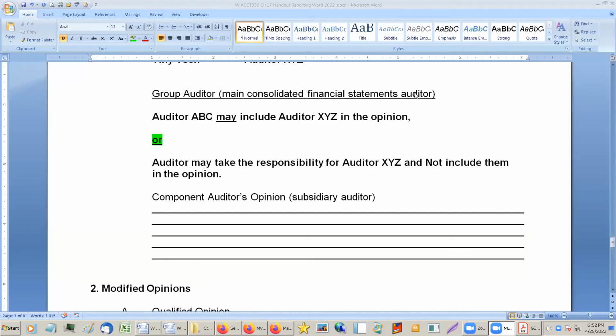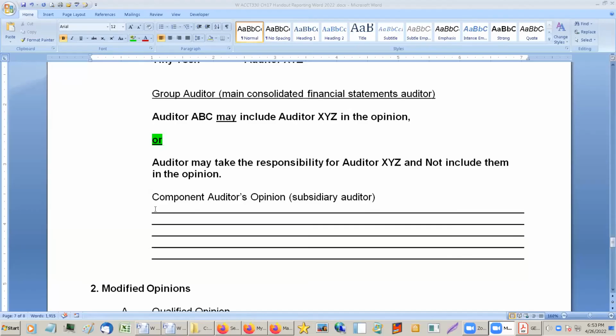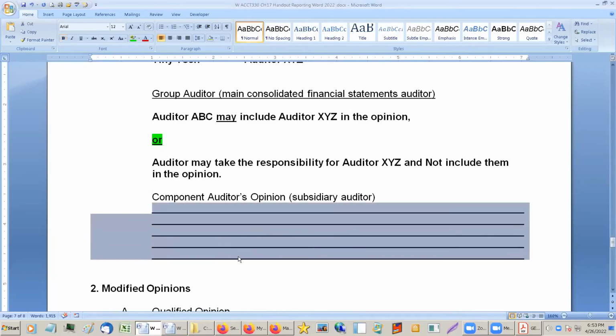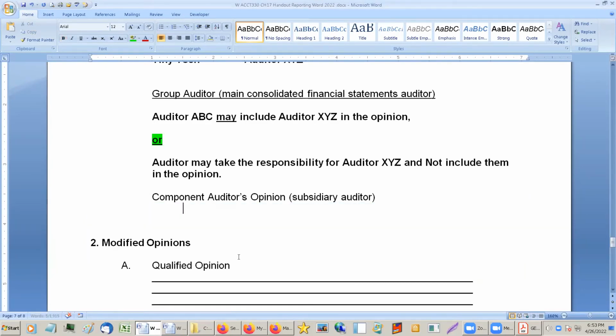By the way, international standards do not allow you to list the other CPA firm. They say, no, you have to take responsibility for the entire company no matter what. So this is a US standard only. Okay, component auditor's opinion.